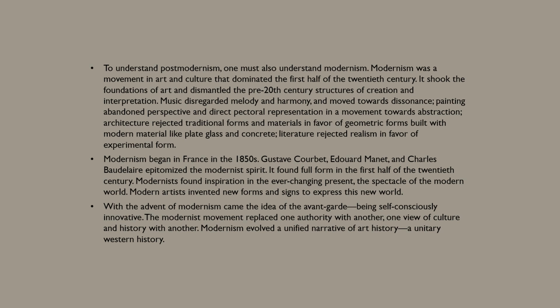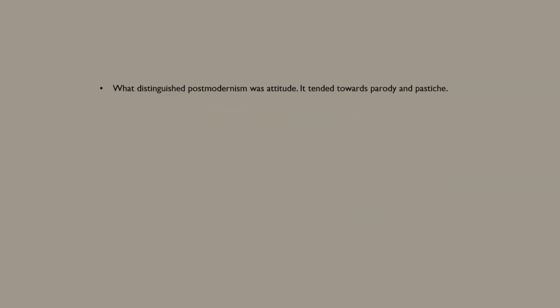Modernism evolved a unified narrative of art history, a unitary Western history. What distinguished postmodernism was attitude. It tended towards parody and pastiche. It was self-aware of the ridiculousness of creating a totalizing narrative, of replacing one authority with another. It recognized that modernism, for all of its advancements in uprooting and dismantling the previous social structures, only succeeded in creating and establishing new ones. So postmodernists were understandably a little cynical.